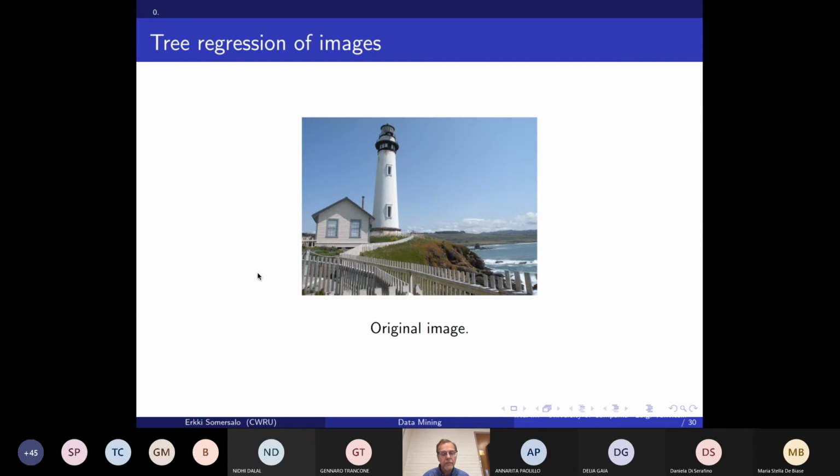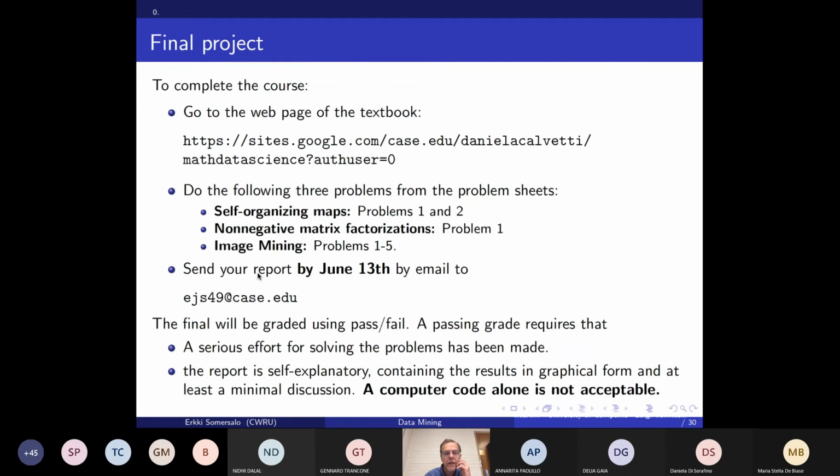Okay, so that's basically the material that I was hoping to share with you, and so we are at the end of the lectures. Before I stop, I will give you, let's say, the final exam. What the final exam is: I'm asking you to go to the web page of the textbook.